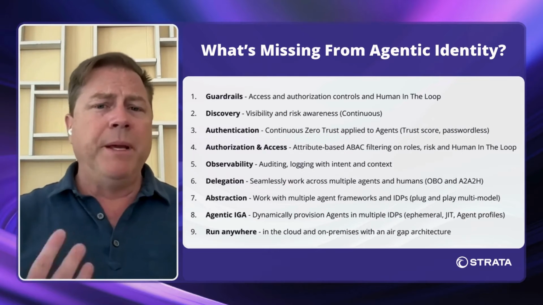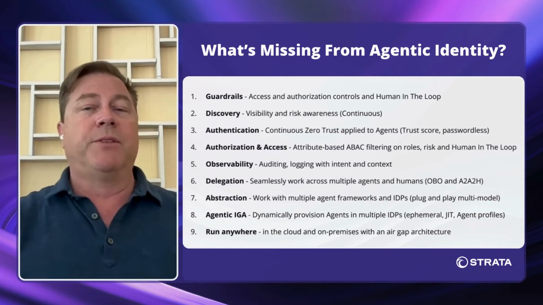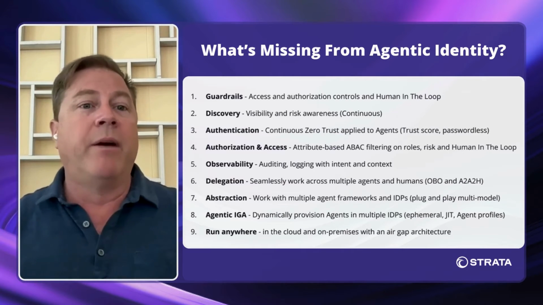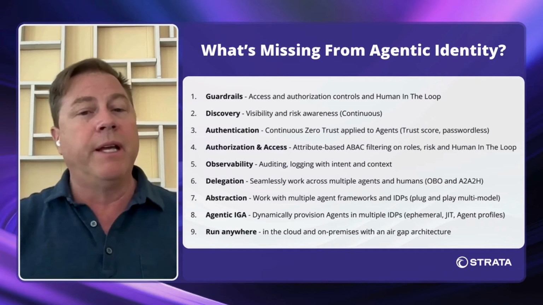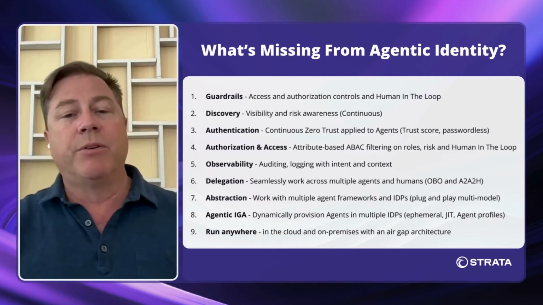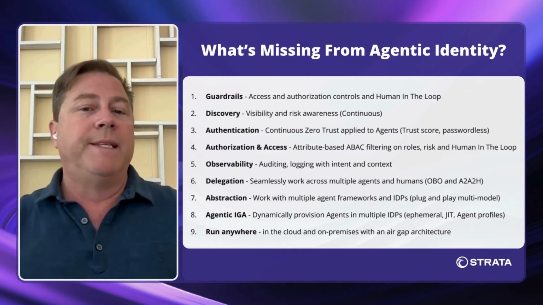And then we need to be able to do this in a very continuous way, right? Because of the speed. If you just did a discovery once a month, you're going to miss so many things that happen hour by hour. And so we need to really think about discovery in a continuous sense. Authentication, right? We're going to be using zero trust, and we're going to do it continuously, but we've got to do it for these agents.